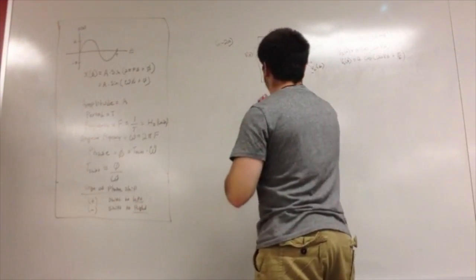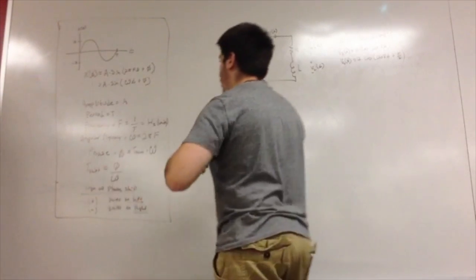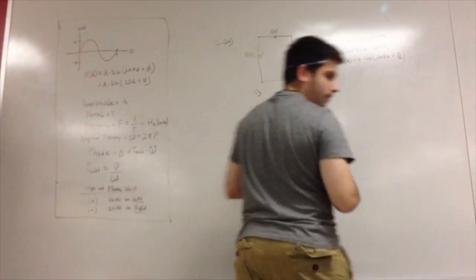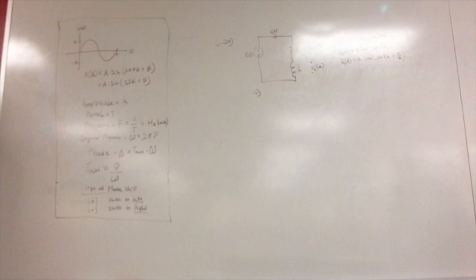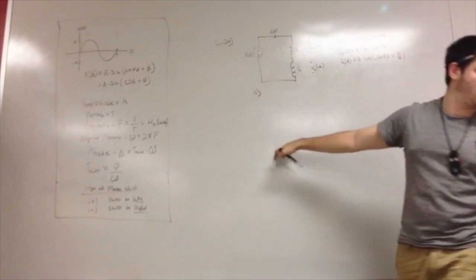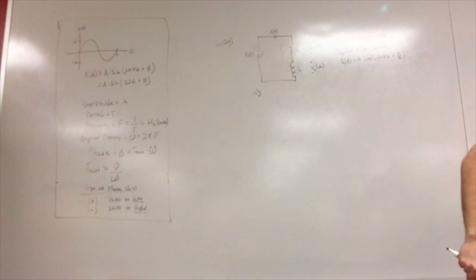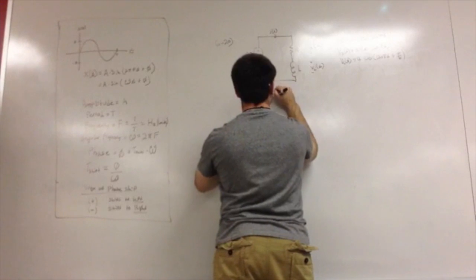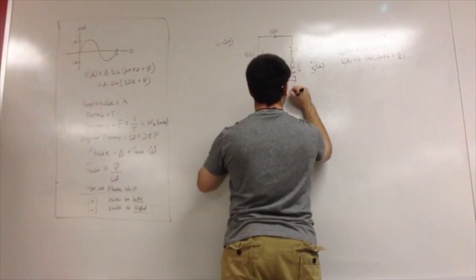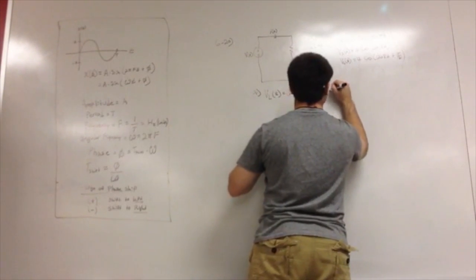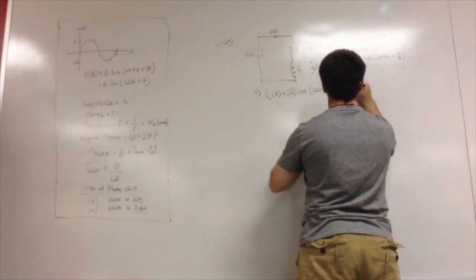Alright, now let's look at this problem right here. Let's look at 6.20, part A. It asks for the amplitude, the frequency, the period, the phase shift, the time shift. It's essentially everything we have right here. Of which one is it? V sub L of t. So V_L of t is equal to 12 times the cosine of 120 pi t plus pi over 2.